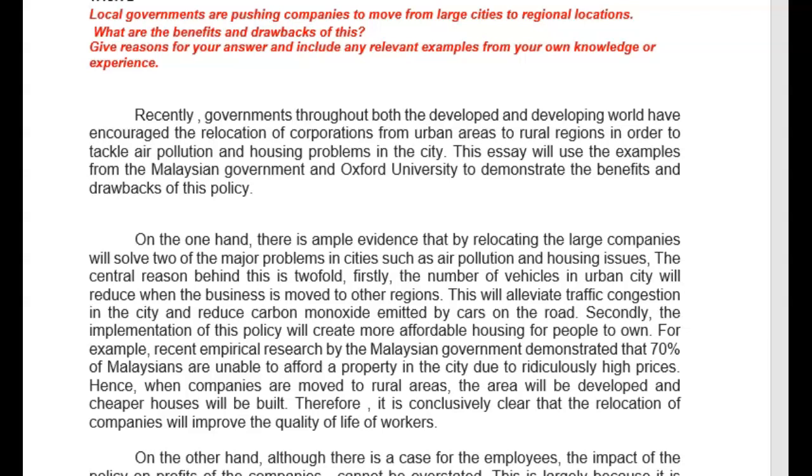All right, I think that's lovely. I think that's really, really nice. So no comments about that. That's what you should do. Let's take a look at your body paragraphs.